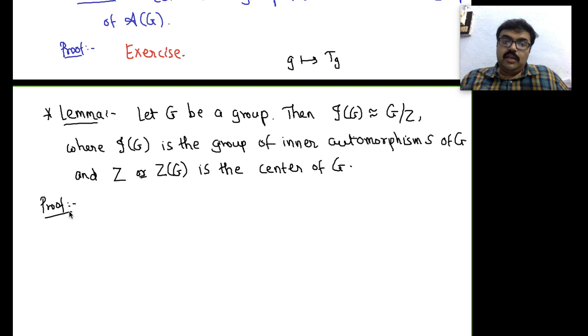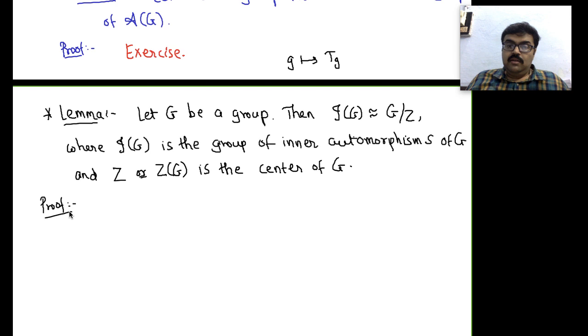Now, when you see this kind of lemma, the mind thinks like this. Observe that whenever there is some quotient and something is isomorphic to something, that means we use the first isomorphism theorem, a very powerful result. The quotient G quotient kernel is isomorphic to image. So we need to define a homomorphism whose kernel is Z and whose image is IG. Right? What is the first isomorphism theorem?